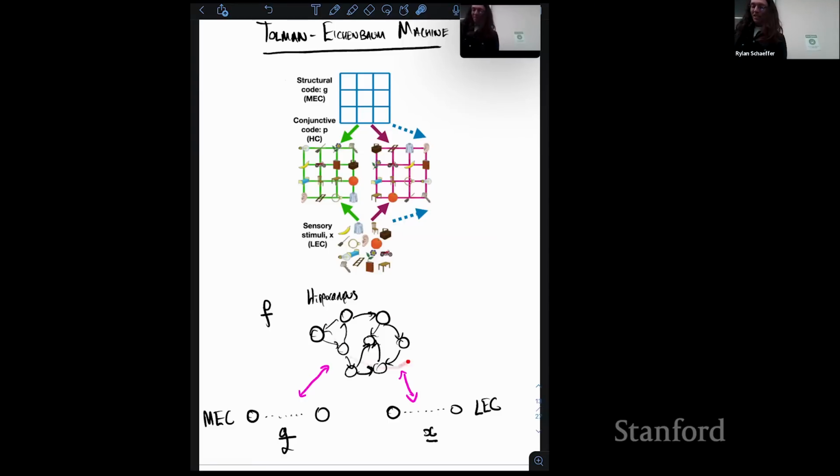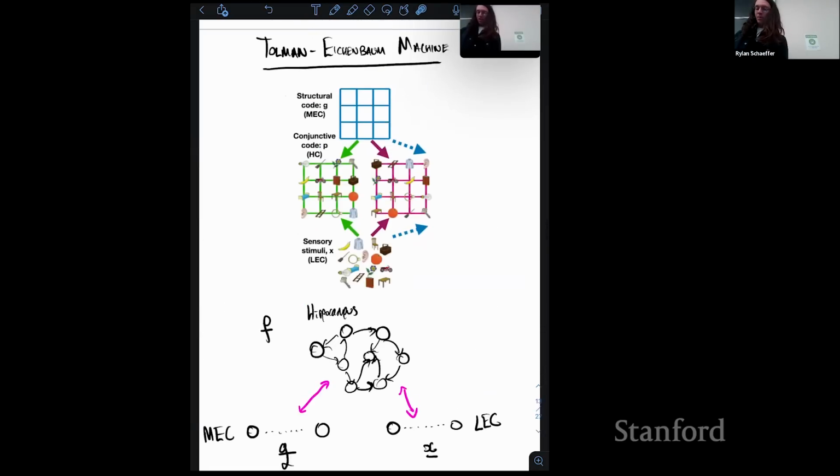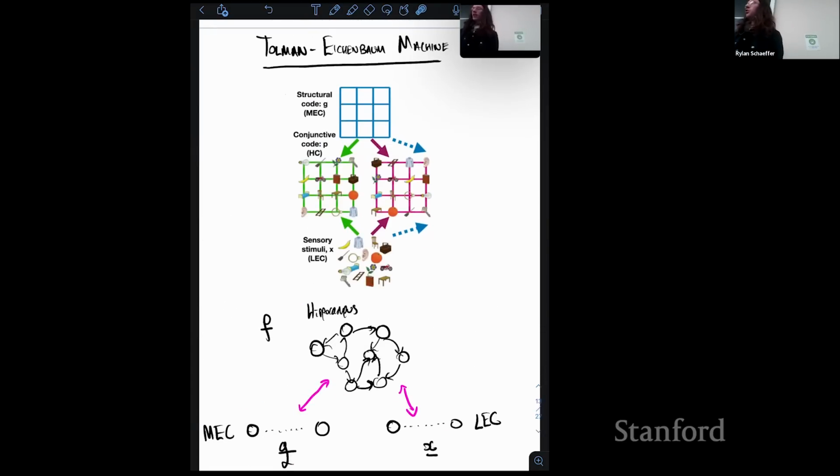So yeah, we got the hippocampus in the middle, which is going to be our binding of the two of them together. Okay. So I'm going to step through each of these three parts on their own and how they do the job that I've assigned to them, and then come back together and show the full model.